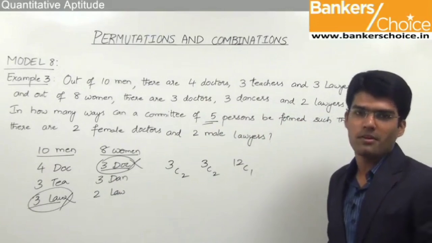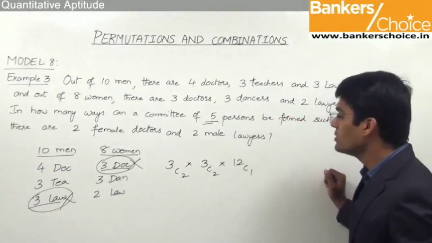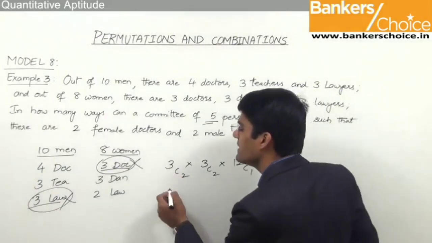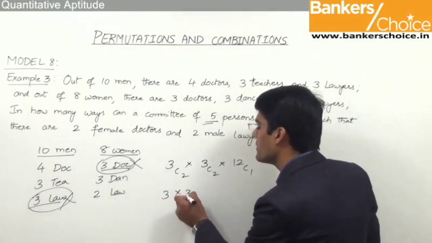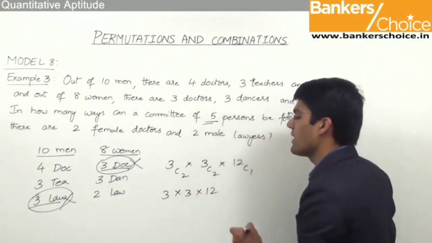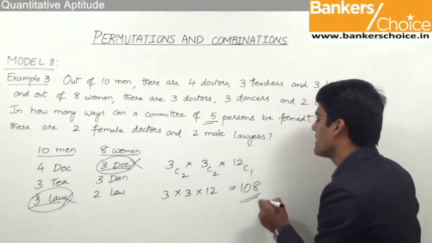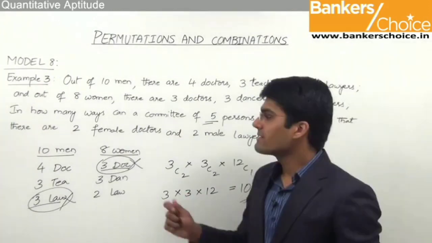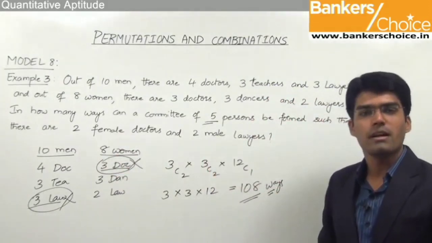And going by the principle of multiplication, we can say that altogether the number of ways will be 3C2 into 3C2 into 12C1. This can be simplified as 3C2, which is nothing but 3C1, which is equal to 3, into 3C2 again equal to 3, into 12C1 is 12. So 3 into 3 is 9, 9 into 12 is 108. So there are 108 ways in which a committee of 5 persons can be chosen such that there are 2 female doctors and 2 male lawyers included in the committee.